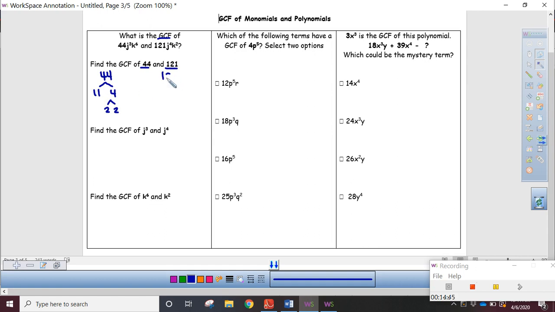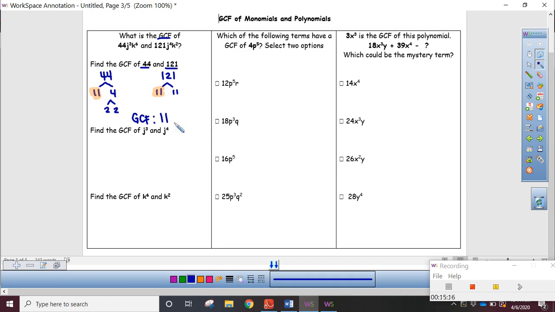Now let's start with 121. Well, 121, we have 11 times 11. 11 times 11 is 121. These are both prime numbers, and so now you can figure out what they have in common. In this particular example, on 44 and 121, the only thing that they share in common is 11. The 44 had an 11, and the 121 has an 11. So the GCF of 44 and 121 is 11.